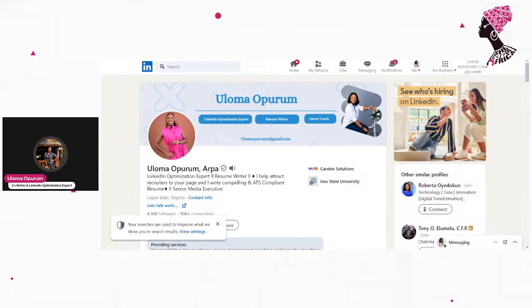Resume writer. Then this is the sentence I was talking about. I help attract recruiters to your page, and I write compelling and ATS compliant resumes. Another demarcation, senior media executive. So you could just twist this into your own skills or your own career or your own journey. All right, that's about that.